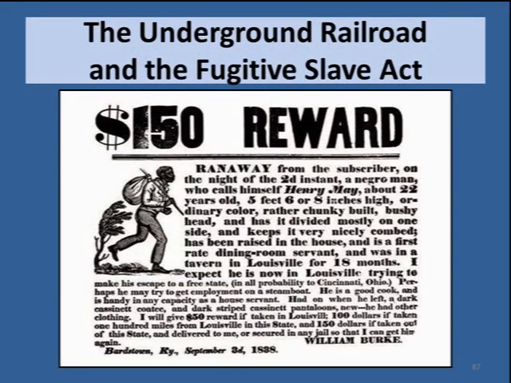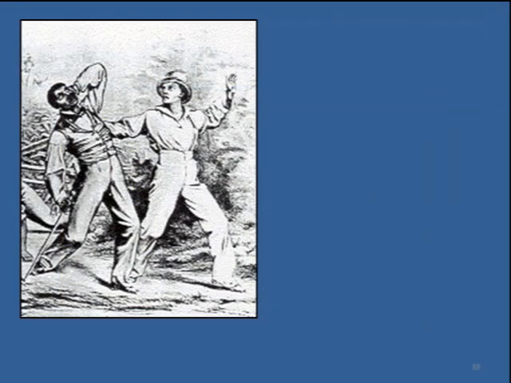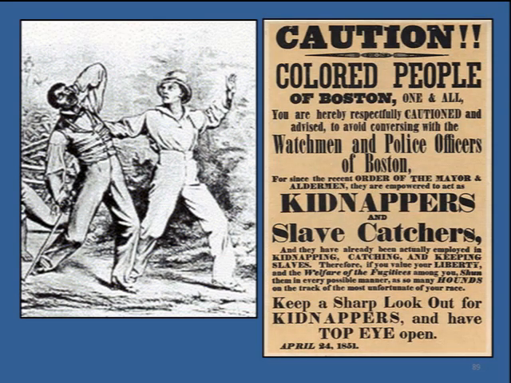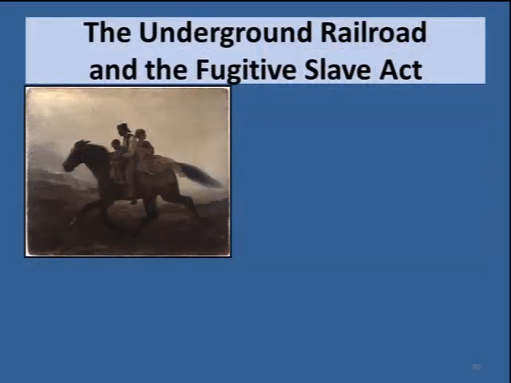2 early issues between the free and slave states were the Underground Railroad and the Fugitive Slave Acts. The Underground Railroad was a series of safe routes and locations that abolitionists used to help tens of thousands of slaves escape to free states and territories, as well as Canada, Mexico, and the Caribbean.